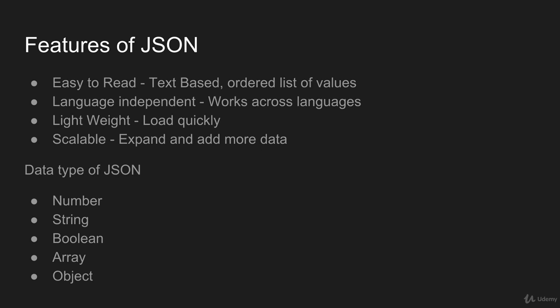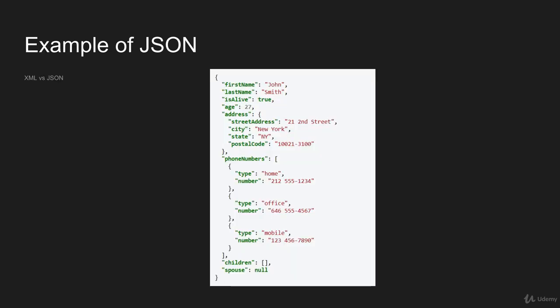Some of the benefits, again: it's easy to read, it's language independent, it's scalable, so it's really easy to add more data and understand where to place that data. So very flexible. There are different data types that we can place into JSON format: numbers, strings, booleans, arrays, and objects. And of course, we are going to be covering those in the upcoming lessons.